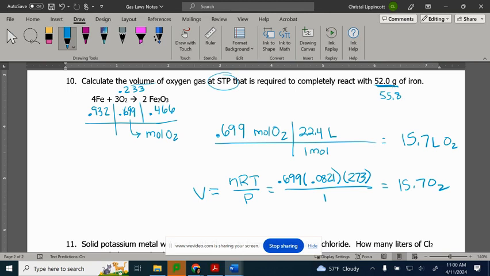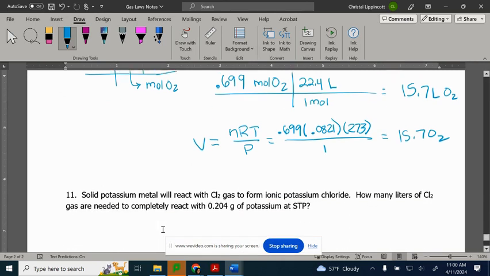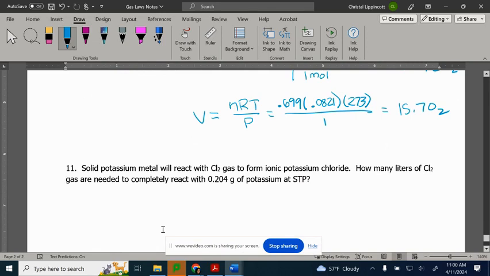So you could actually do this two different ways, since this is at STP. Now, if it's not at STP, you can't use this method here to solve for it. This is only when it's at STP that you can take that shortcut. Okay? So let's look at a couple other ones here where we can't take the shortcut.